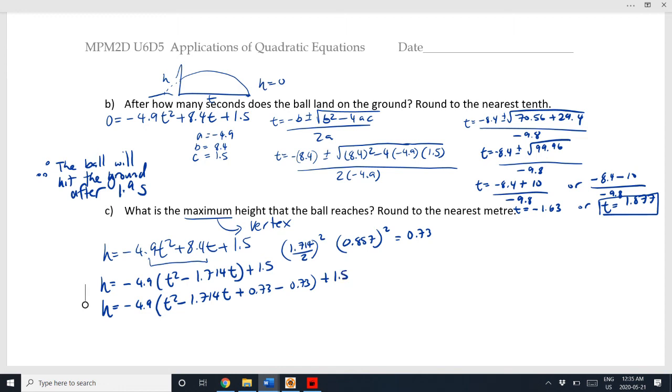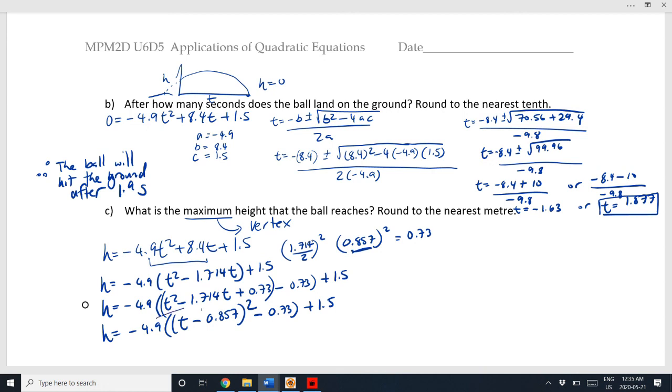And now what we need to do is just factor these first three terms. And as we know, it's going to factor into a perfect square trinomial. And the number in the bracket is going to be equal to half of the b. So it's going to be equal to this number here. So when we do this, you're going to get t minus 0.857 squared, and then we still have this negative 0.73 out here and plus 1.5.